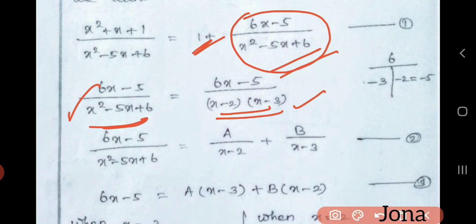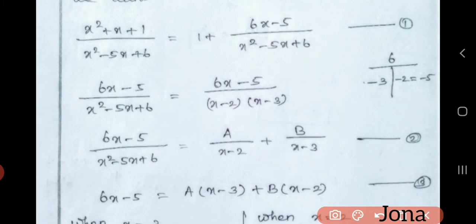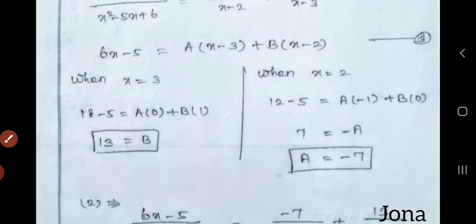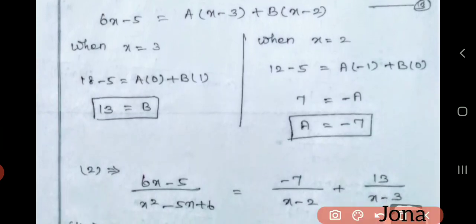So ordinary factors only, so A by x minus 2 and B by x minus 3. Then take the LCM for these two. I will get x minus 2 into x minus 3 as LCM. For this I want to cross multiply, A into x minus 3 plus B into x minus 2. Okay, and then equate the numerator, so that we will get like this, 6x minus 5 equal to A into x minus 3 plus B into x minus 2.